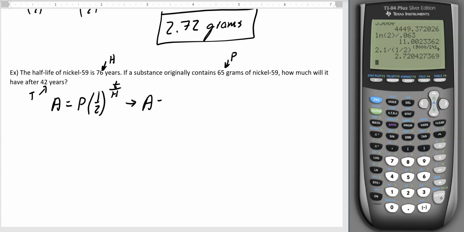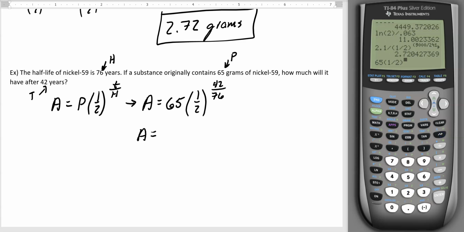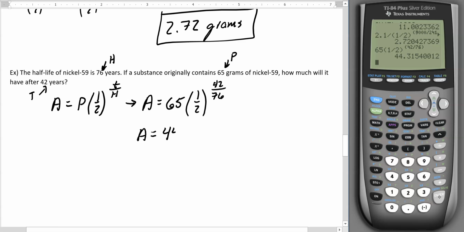So let's plug in everything we know here. A equals P, 65, times 1/2 to the T over H, where T is 42 and H is 76, and let's put that into our calculator. So we'd say 65 times 1/2 to the parentheses 42 divided by 76, close parentheses, enter, and we get 44.32. 44.32 grams of nickel would be remaining.